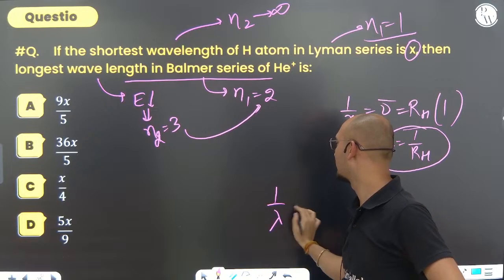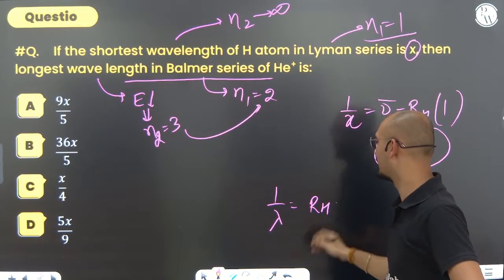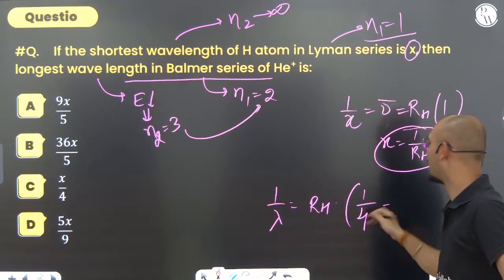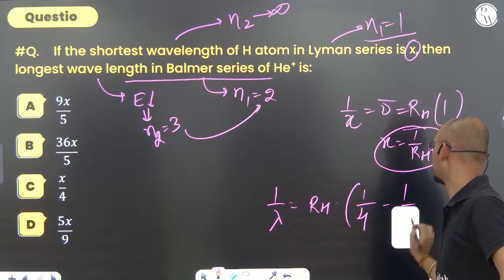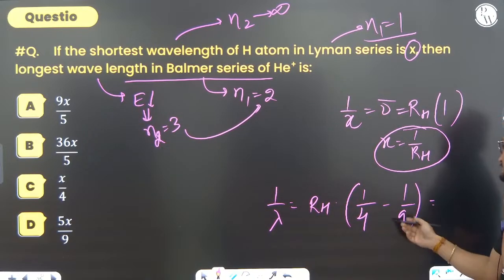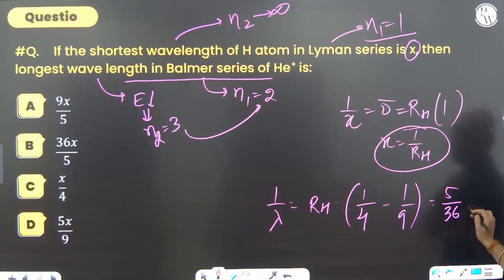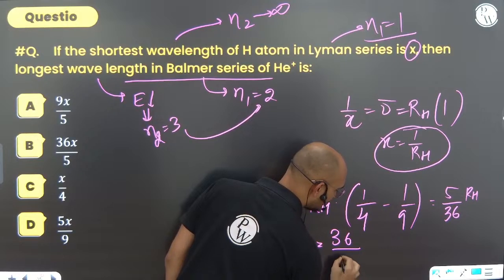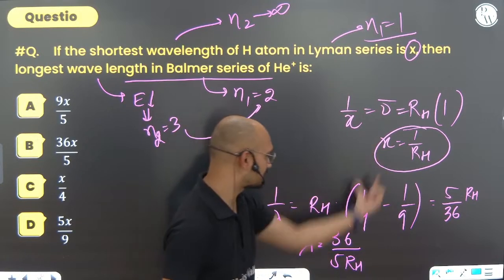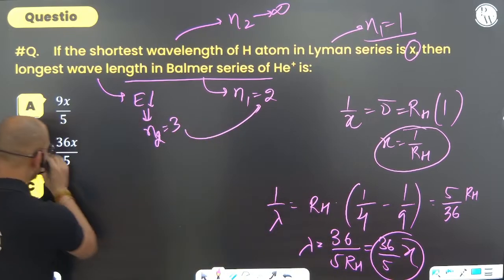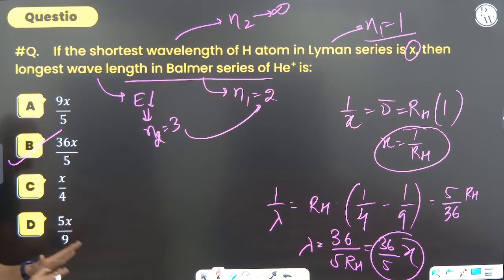Just think about it. 1 by lambda equals RH into Z square, leave it, into 1 by N1 square. What is the N1 value here? 2. 1 by 4 minus 1 by 9, because we are talking about N2 equals 3, and 3 square is 9. So it is 5 by 36 RH. Therefore, lambda equals 36 by 5 RH. 1 by RH is X, so it will be 36 by 5 X. I hope you all can see that. Easy hai bhai. Bahut easy hai.